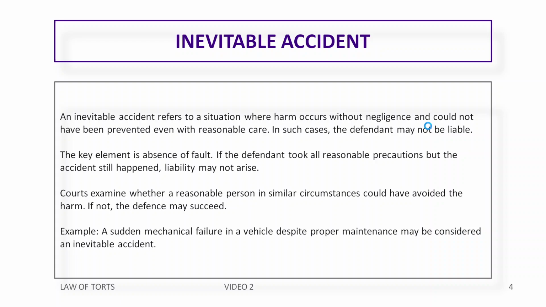For this defense to succeed, the defendant must show that they acted carefully and responsibly. If a reasonable person in the same situation could not have avoided the accident, then it is considered inevitable. However, if there was any negligence or lack of proper care, this defense will fail. Courts usually examine the facts very closely to decide whether the accident was truly unavoidable. The burden is on the defendant to prove that all reasonable precautions were taken. This defense protects people from liability when harm occurs due to circumstances beyond their control.